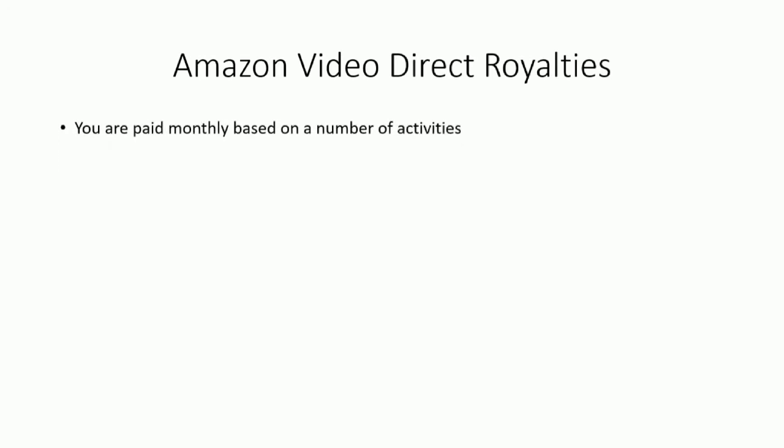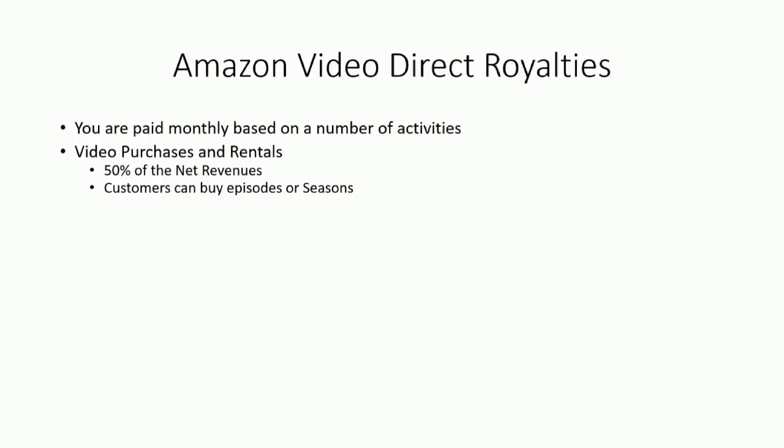Now, you are going to be paid monthly based on a number of different activities altogether. First, you're going to be paid for video purchases and rentals. You'll be paid 50% of the net revenues of purchases and rentals. Now customers can buy episodes or seasons, and then any episodes that they purchase, if they decide to purchase a season later, it'll count toward their actual purchase. They'll get the entire season at a discount.